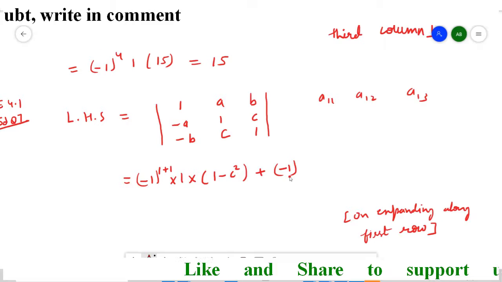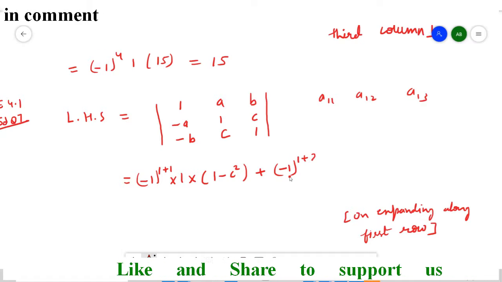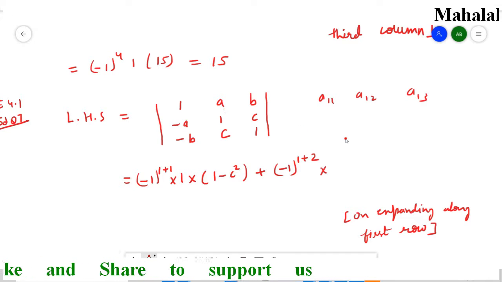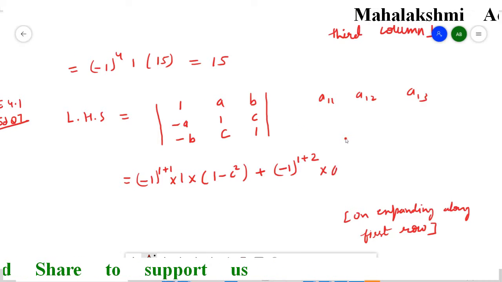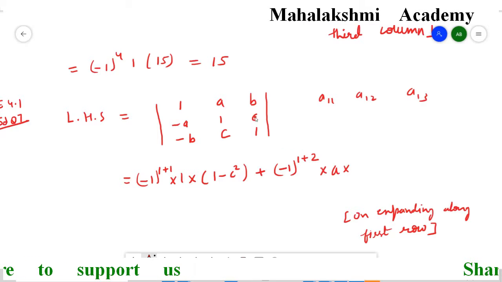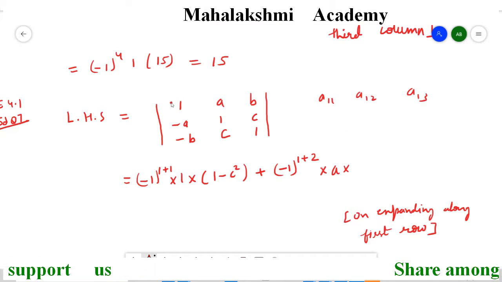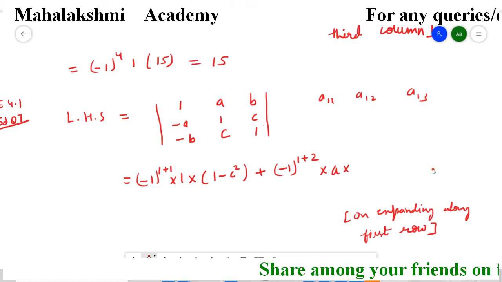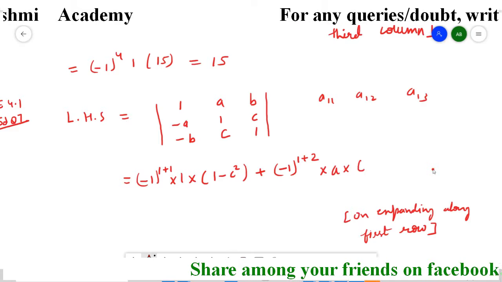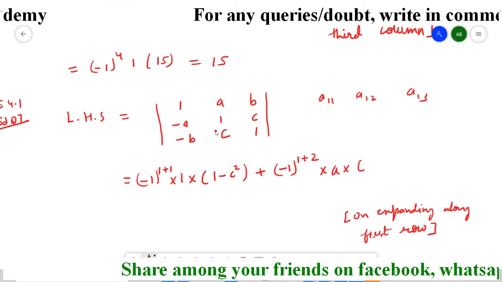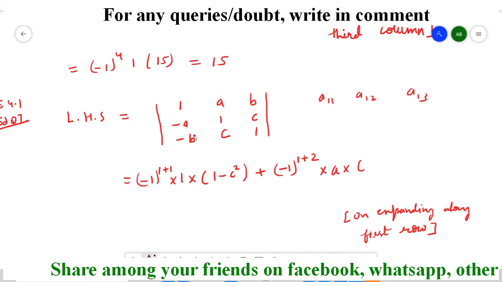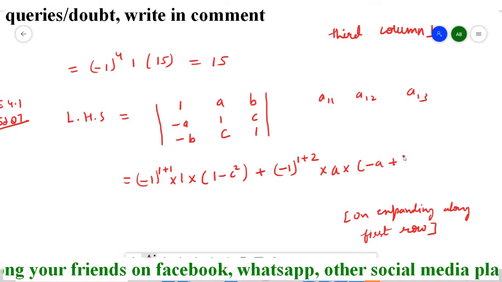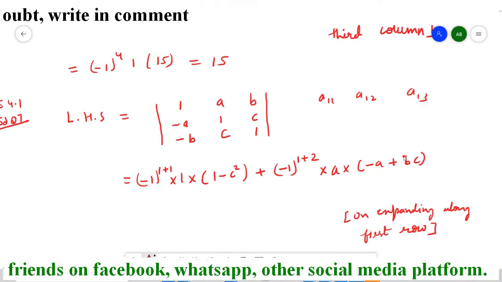So minus 1 to the power 1 plus 2, then the element itself. The element written here is a, so we'll write a multiplied by the minor of this. For that we'll cross like this. So we'll get here only minus a, minus b and c and 1. So it's going to be minus a multiplied by 1 and then c multiplied by minus b. That will give us minus a, minus minus plus bc.